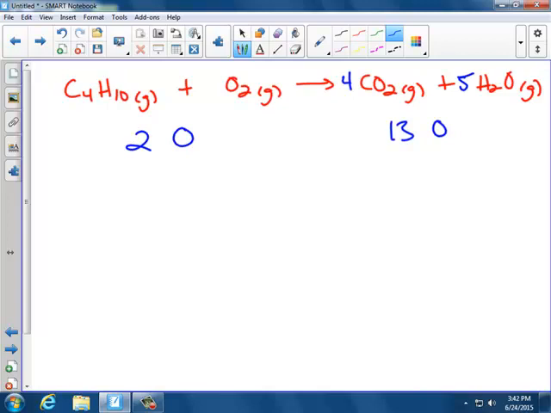Well, what on earth are we going to do with that? How are we going to put a coefficient in front of that O2? This is what I meant when I said that oxygen can kind of be a pain in the butt, because you can't have half of an oxygen atom. So how are we going to get an odd number of oxygens on the reactant side? Guess what? We can't have an odd number of oxygens on the reactant side. So how do we deal with that?